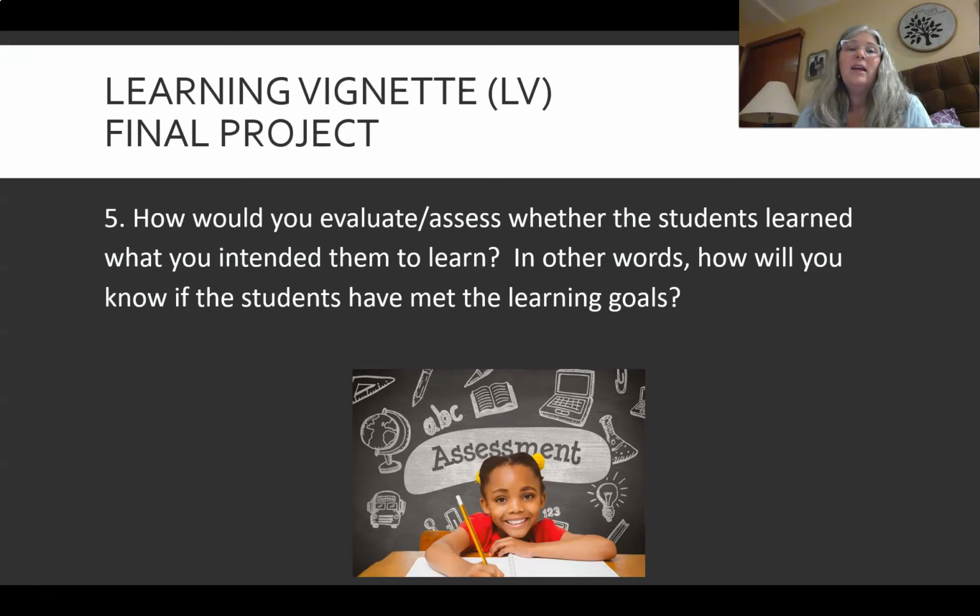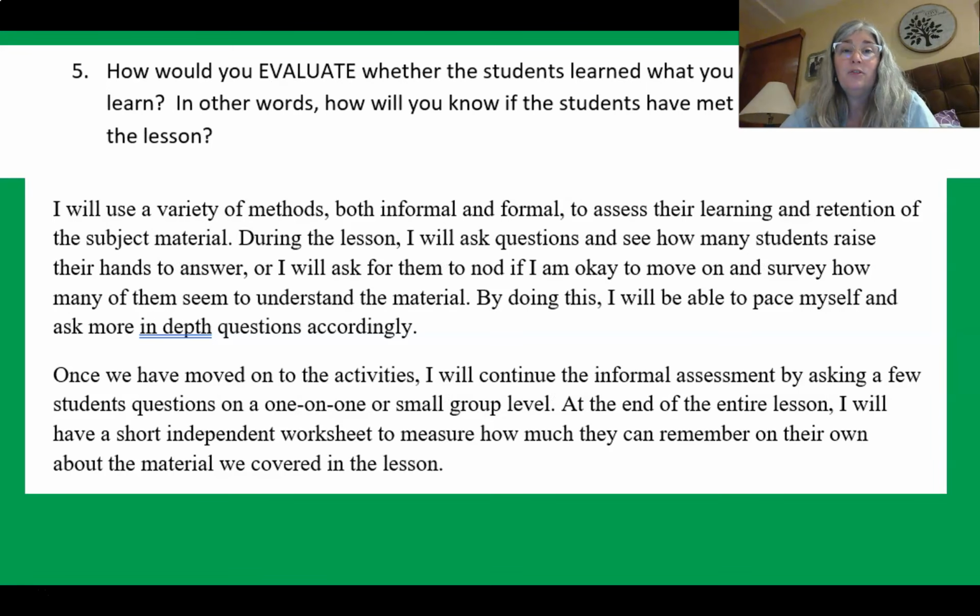Number 5, how would you evaluate or assess whether the students learned what you intended for them to learn? In other words, how will you know if they have met the learning goals? This is also a unit-based question, meaning you only have 10 to 15 minutes. You may not assess us during that time. But here you could talk about something that might be coming up in the future, that perhaps this would be leading up to an exam or a project or a paper.